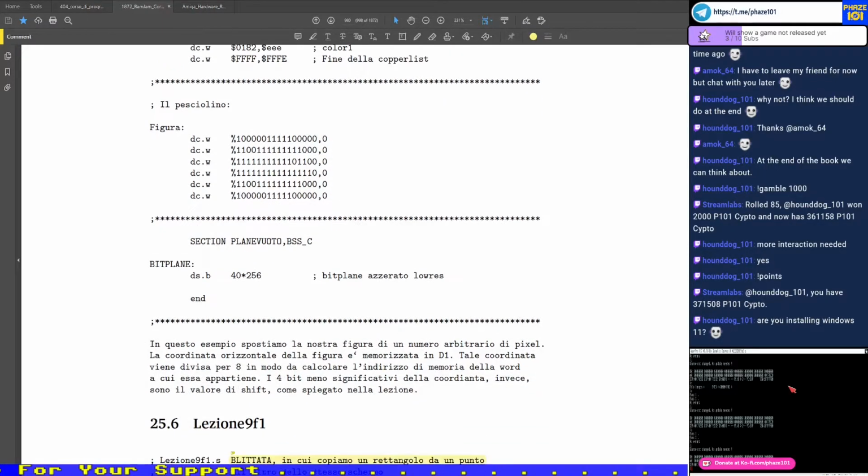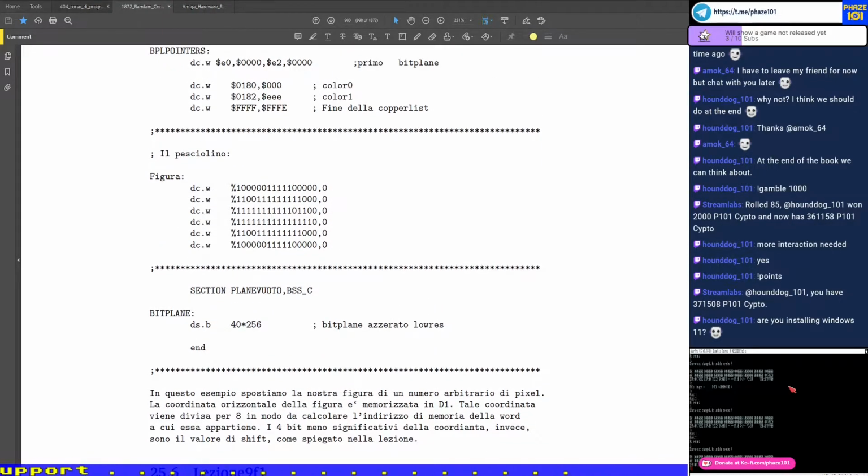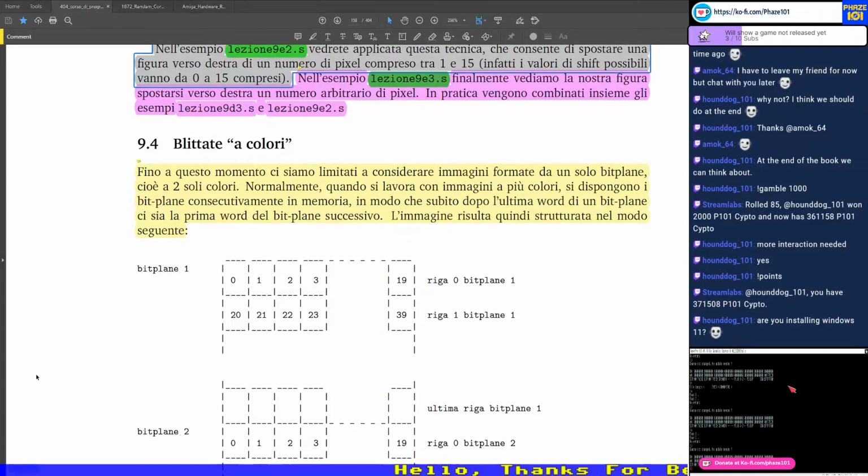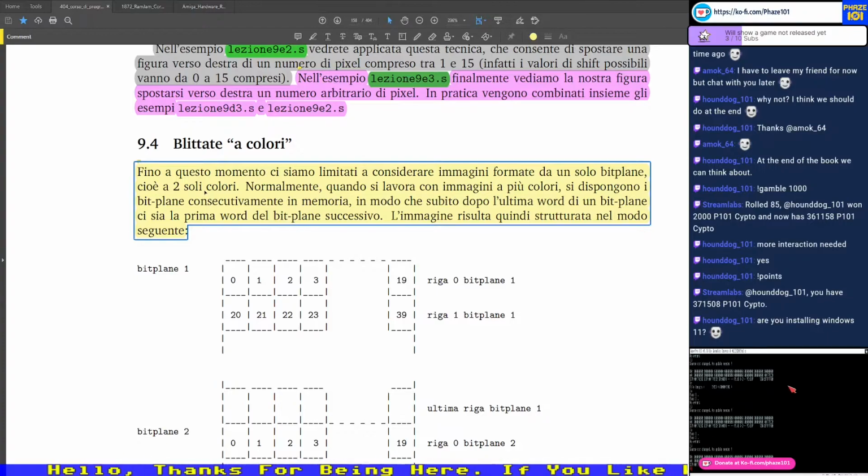Anyway, let's continue. I believe we've finished shifting, and we are going to start colors. For now, we have limited ourselves to 1-bit plane. That means we just had 2 colors. Normally images are more than 2 colors.